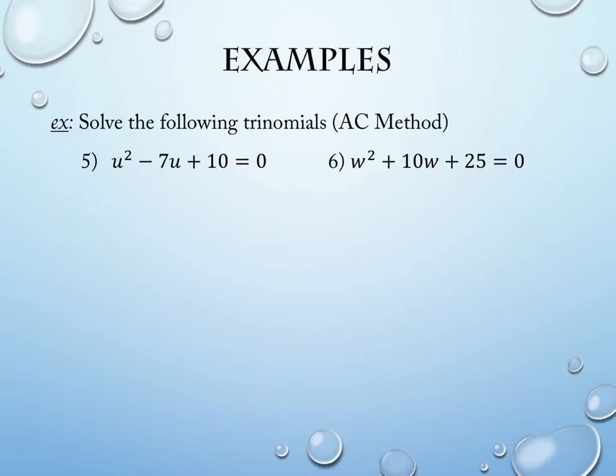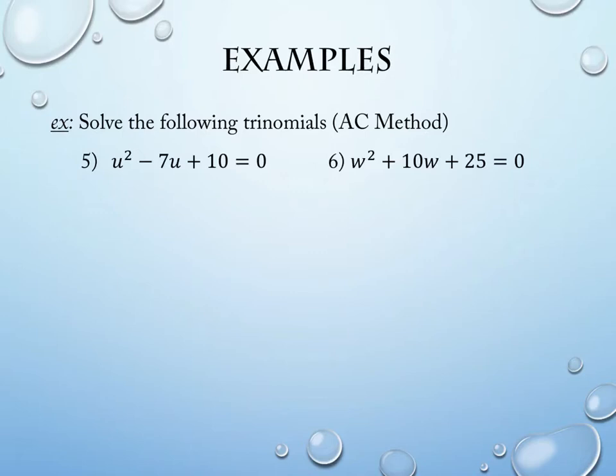So the first method that I'm going to show you is called the AC method. The AC method is very friendly. It works all the time without fail. And it hinges on the idea that there are numbers that can multiply and or add to work things out properly. So here's the way it works.